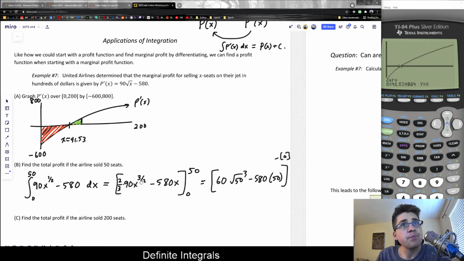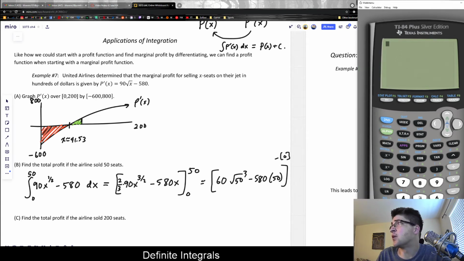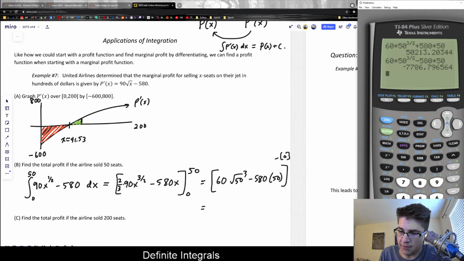And let's go ahead and use our calculator to figure out what this would give us. So I'd have 60, and I could always just leave it as times 50 to the 3/2 power. I don't have to change it back to a root because the calculator is perfectly capable of dealing with fractional exponents. Minus 580 times 50. And this should give me my total profit. And I forgot the minus sign. I used plus on accident. And this would give me my total profit for having sold 50 seats. So negative $7,786.80 if I round to the nearest cent.